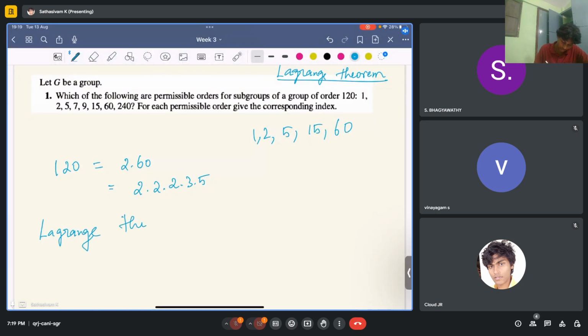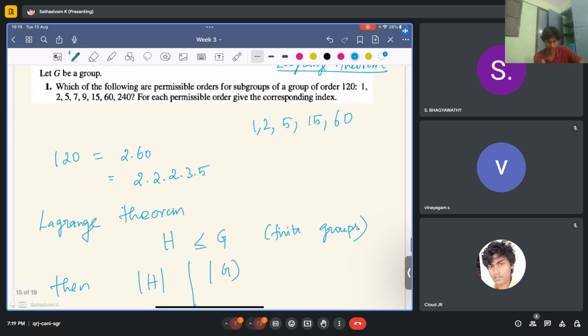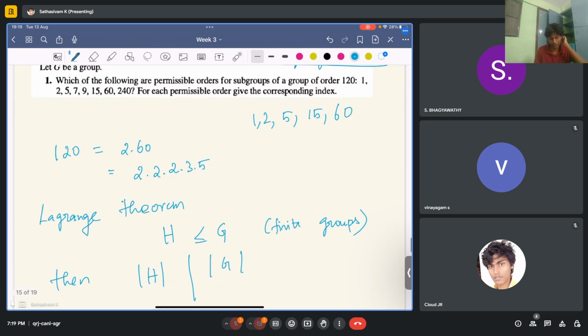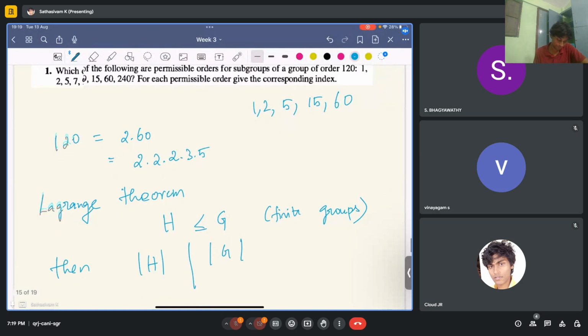So what the Lagrange theorem says is the following. Suppose you have H, which is a subgroup of G. Then the cardinality of H divides the cardinality of G. Assume these are finite groups. If it is not finite, the Lagrange theorem also says something, but it does not tell anything about the order. You can say something else. So the order is interesting. Basically, the Lagrange theorem is interesting if your group is a finite group. Then it tells a lot of information.